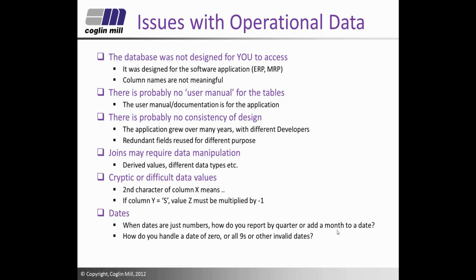Because of the extent of third normal form usage in the database, it's quite likely that we've got a lot of tables to join. So we've got to work out how the joins occur, and in many cases there might be derived values used for joins or partial key joins, so the joins aren't always straightforward. And then the data itself, often we've got embedded information. The second character of this column means something, or a conditional rule. If the transaction type is S, then we might have to multiply the value by -1. If you don't know these rules, then your reports are going to be incorrect.